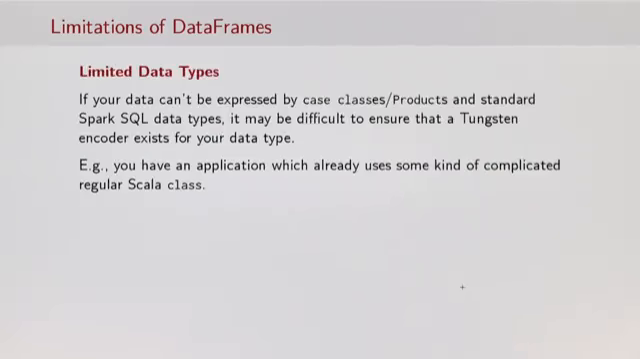Another limitation is that we can only use a limited set of data types. If your data can't be expressed by case classes or products or these standard Spark SQL data types, it might be difficult to ensure that a Tungsten encoder exists for your data type. One example of a situation where using DataFrames might be problematic is if you have an application which already has some kind of regular Scala class that's super complicated and you want to create a DataFrame or a Dataset of this super complicated thing that you already have. In this case, it might be difficult to break it up and represent it as case classes, products, and these SQL data types. So having these limited data types can sometimes be difficult.